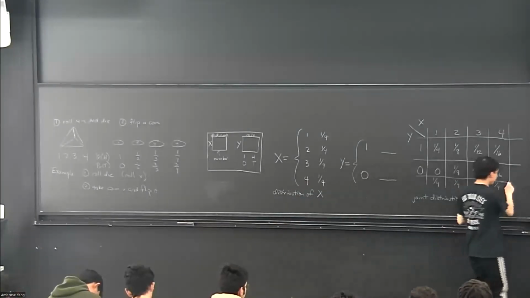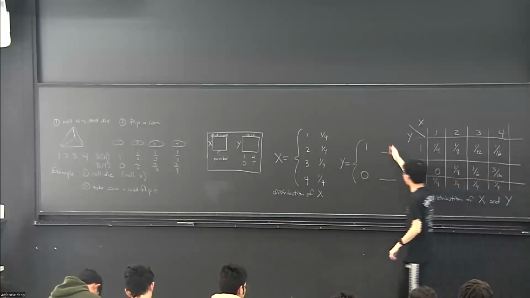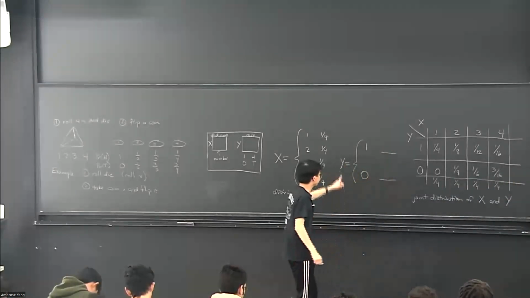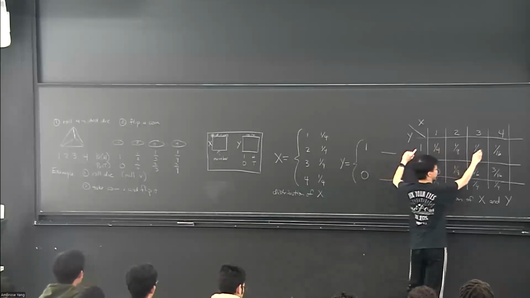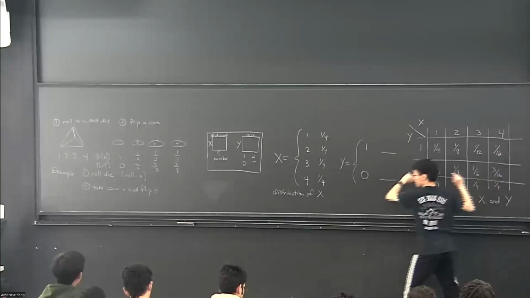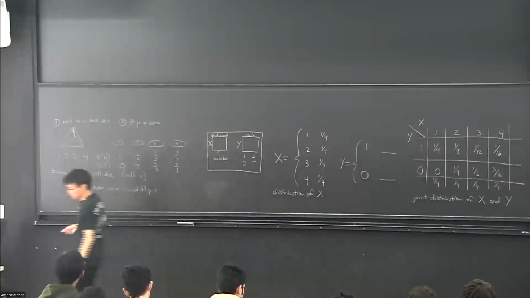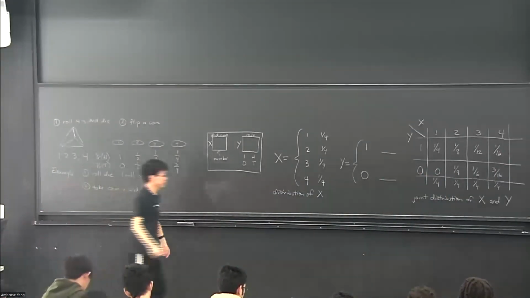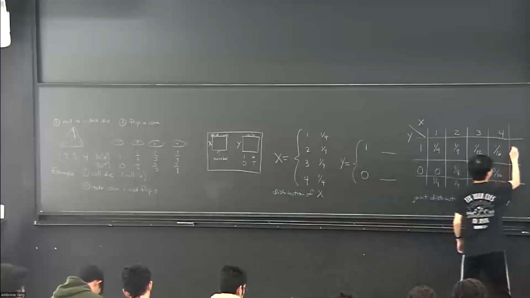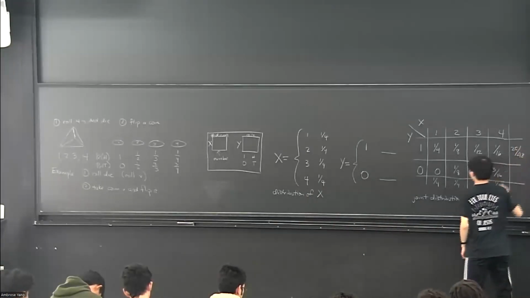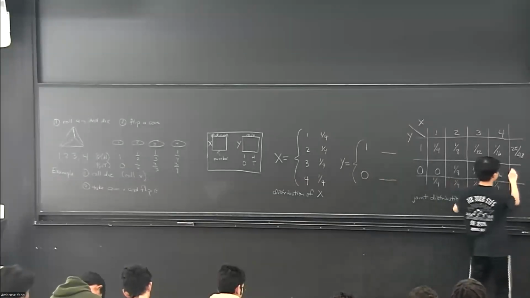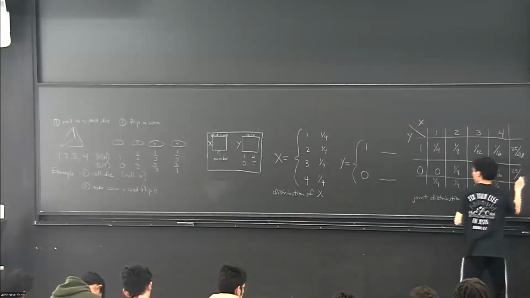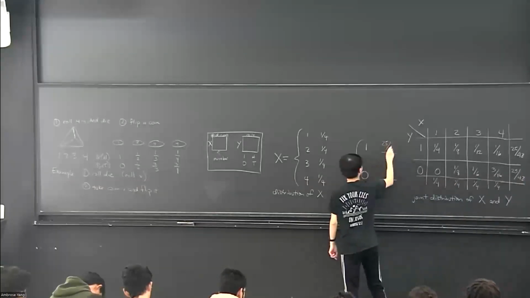Now, what this table also lets me do is figure out what these two probabilities are. What's the probability that y is equal to 1? It's this plus this plus this plus this. And I've pre-computed this value. It's 25 over 48. What's the probability y is equal to 0? This plus this plus this plus this. This should be 23 over 48. And so I can fill this out here.